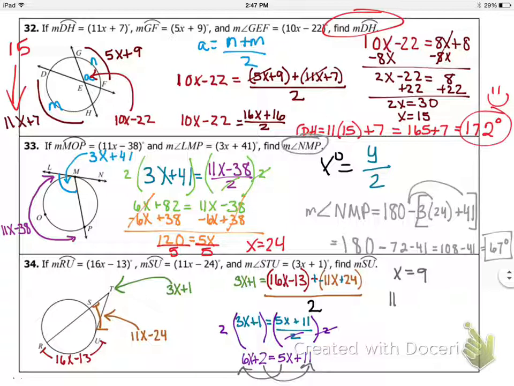Okay, and then it asks for arc SU. I have to plug 9 in for x. 9 times 11 is 99, minus 24 is 75. So that's my answer. The measure of arc SU is 75. Yay!